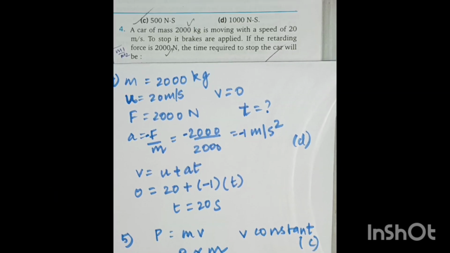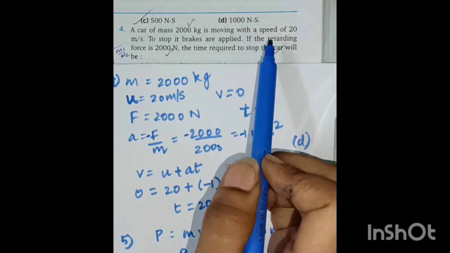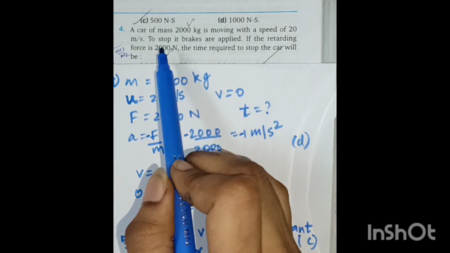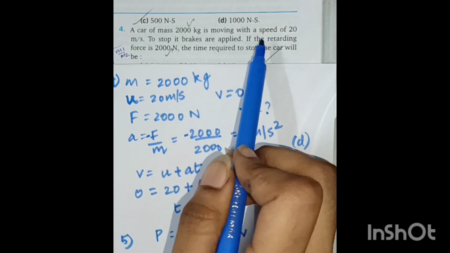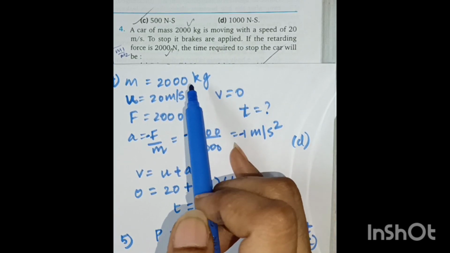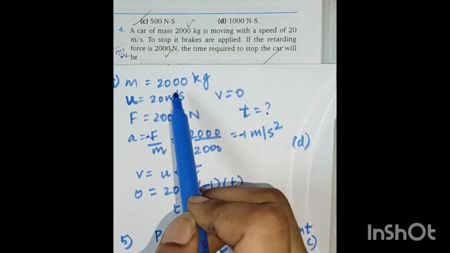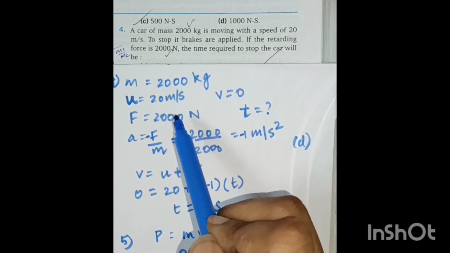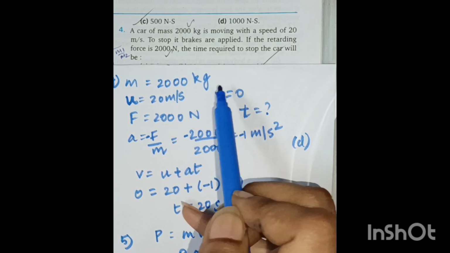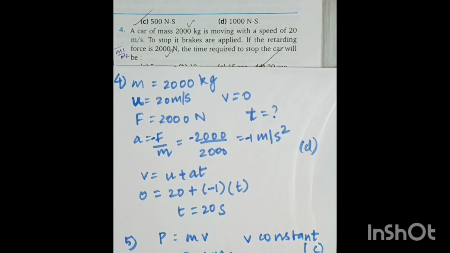So let us see fourth question. A car of mass 2000 kg is moving with a speed of 20 meter per second. To stop it, brakes are applied. If the retarding force is 2000 Newton, the time required to stop the car will be. So a car of mass 2000 kg is moving with some velocity, and we are applying a force and we are stopping it. That is, the final velocity is becoming 0. And they are asking the time required to stop the car.